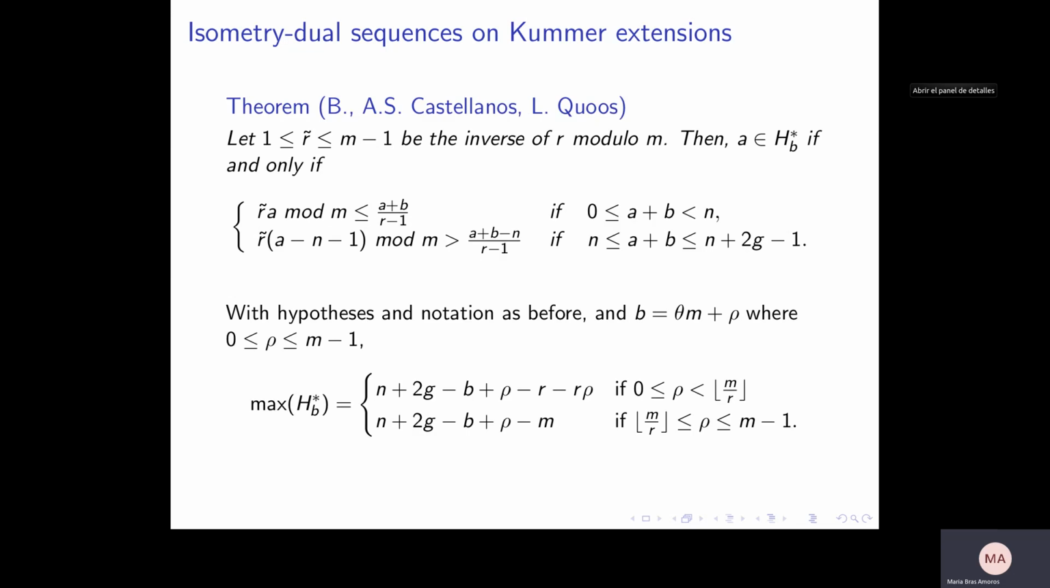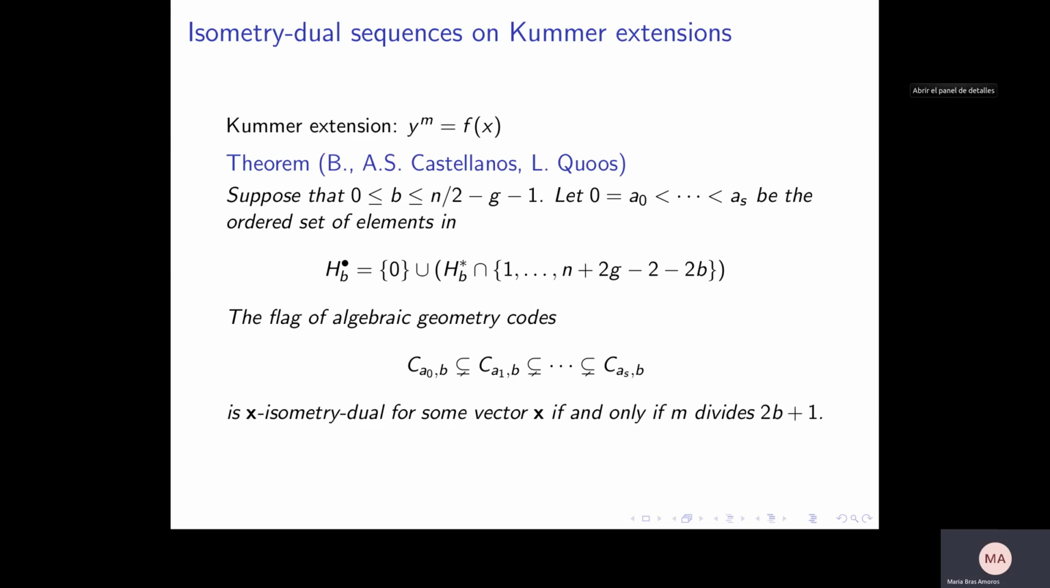In this case, and using a theorem of Mahara, we could determine exactly what is HB star and also what is the maximum of HB star. They are given by these formulas you can read in this slide. From these results, we can deduce this theorem.